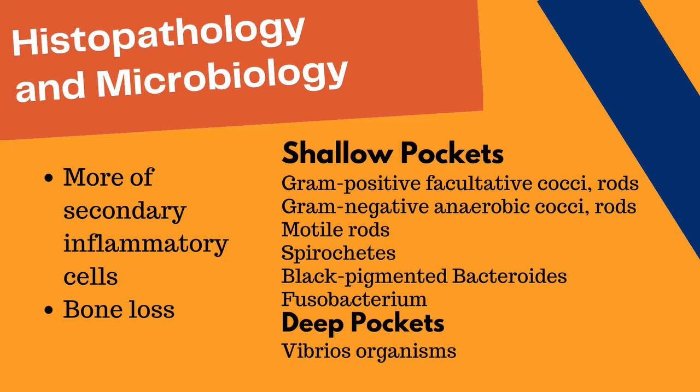Histopathology and microbiology of peri-implantitis. There will be more of secondary inflammatory cells. These are lymphocytes, macrophages, etc. And there will be osteoclasts as well present, which would be responsible for the bone loss.